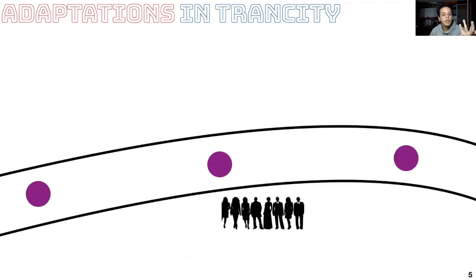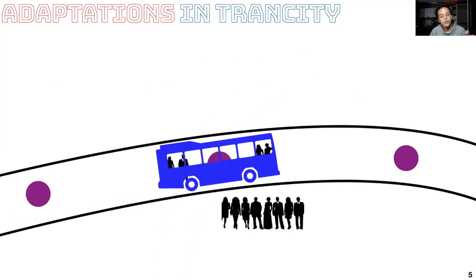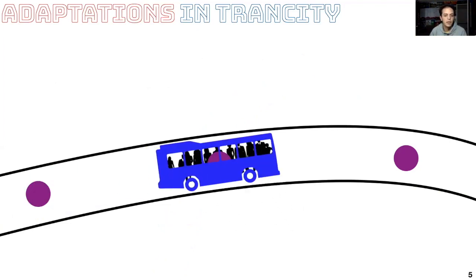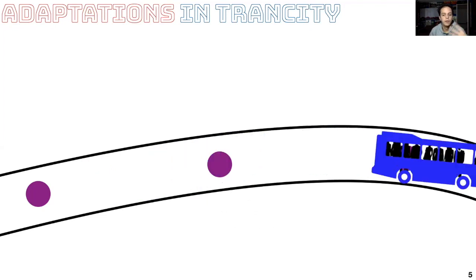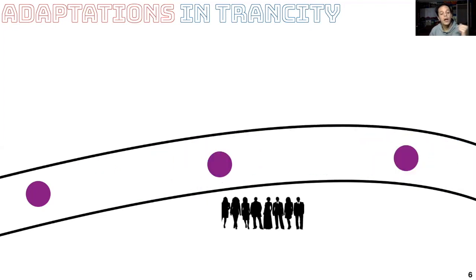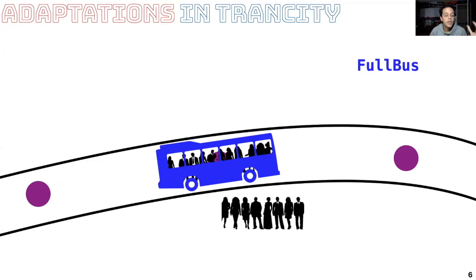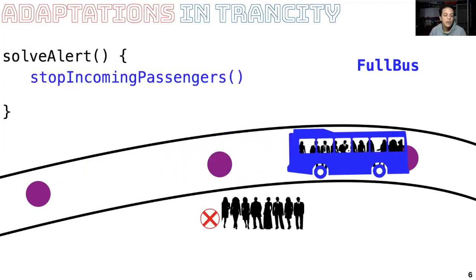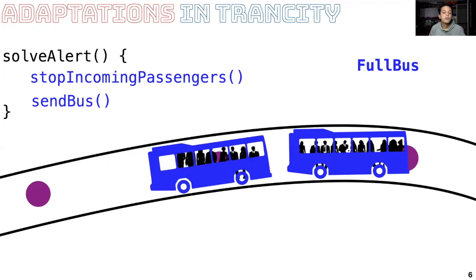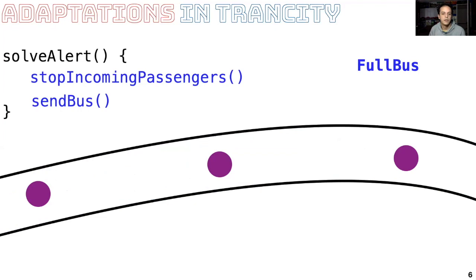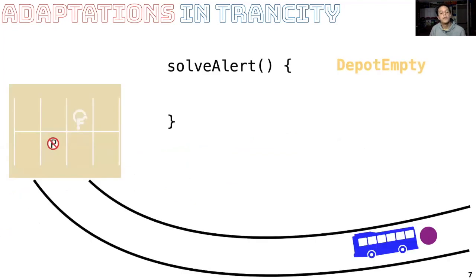A similar behavior can be seen for the bus. So when the bus reaches a station, then passengers can go in and out of the bus, and then the bus continues its behavior. But what happens if the bus is already full when it reaches the station? Then passengers are not allowed to go in the bus, and to solve this problem and serve these passengers that are still at the station, the system needs to send an additional bus to the station where the passengers can go in.